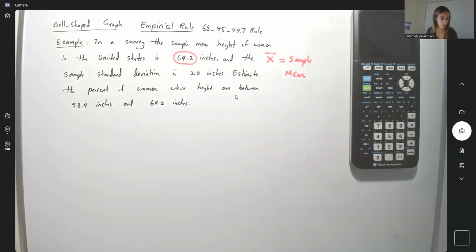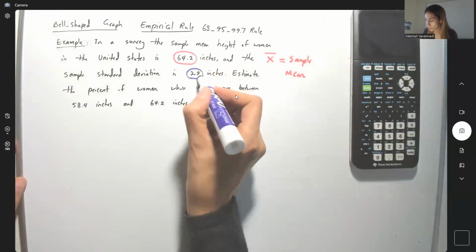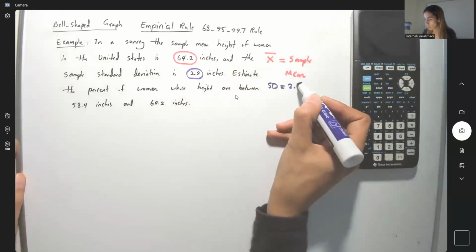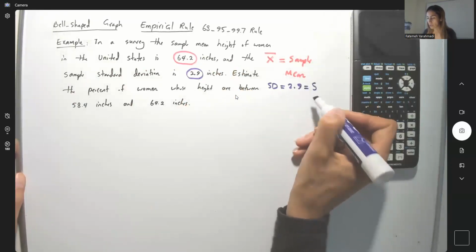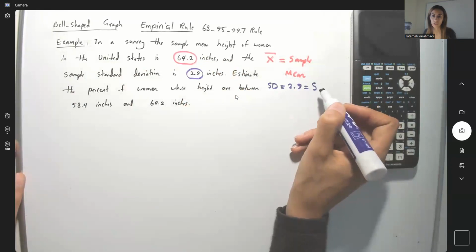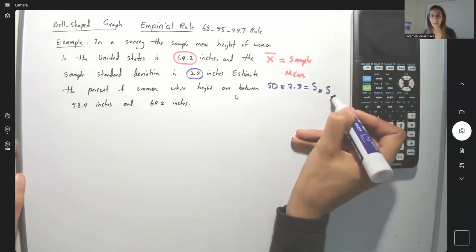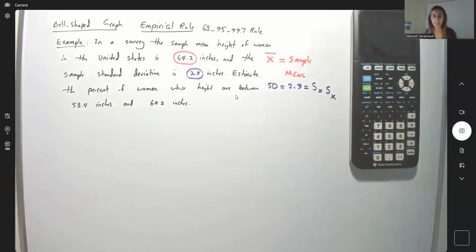It also says the sample standard deviation is 2.9. This is another piece of information that is important for us: 2.9 inches, which is the standard deviation. When you're using your calculator or your book or working on your homework, you might see it as S or S sub x. These represent the standard deviation.